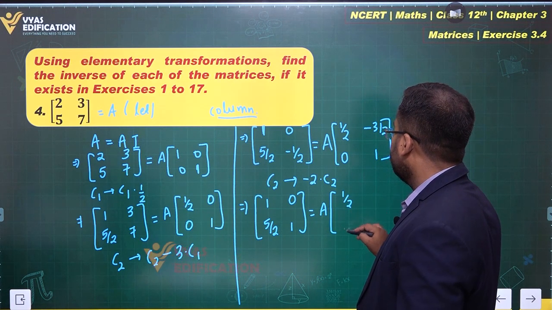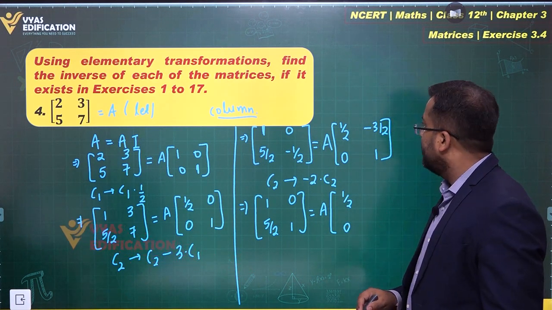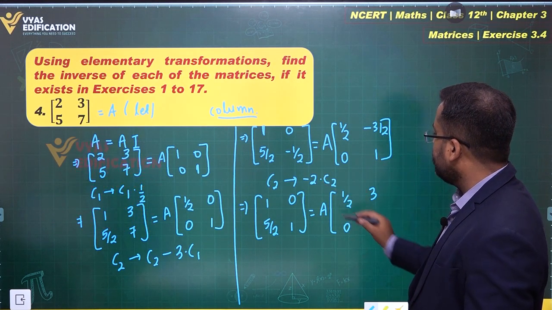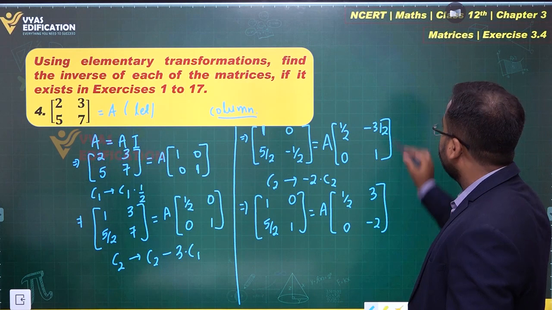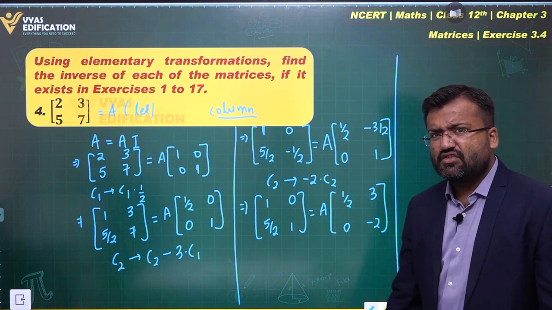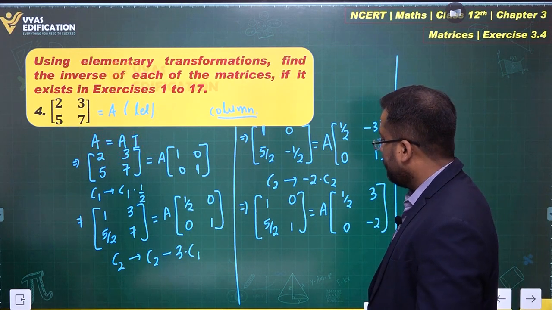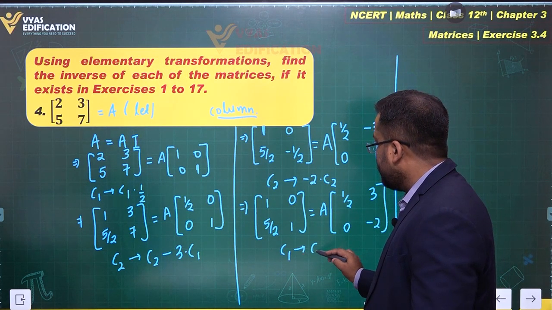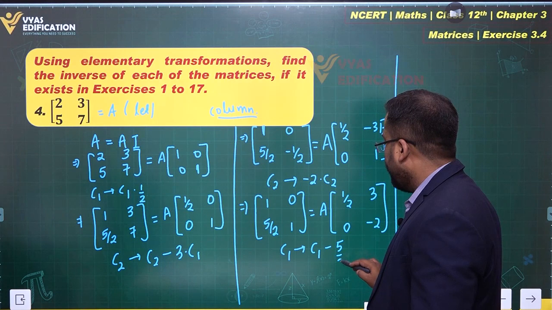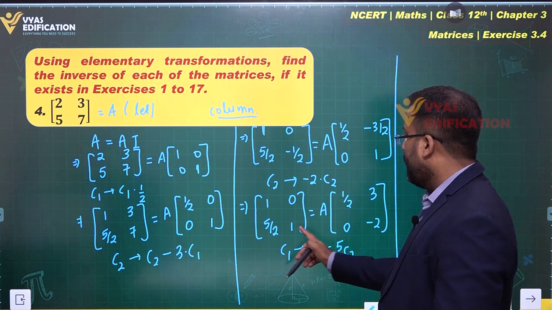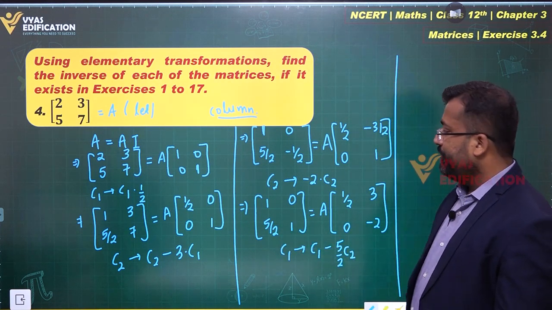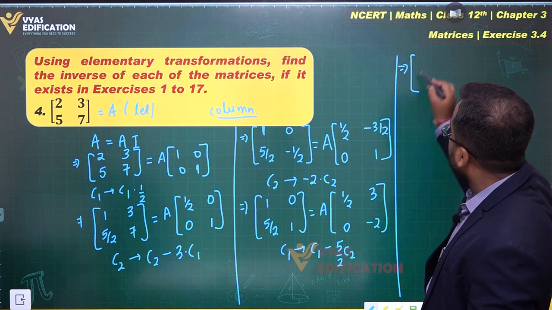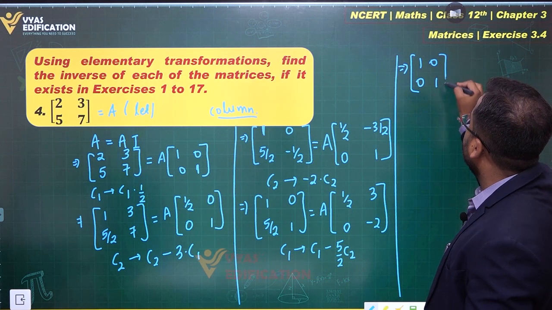1 by 2, 0 remain as it is. Minus 3 by 2 times minus 2 becomes a 3. 1 times minus 2 becomes a minus 2, as you may clearly observe. This is what you get. After this, we'll have to convert this into a 0. So C1 is replaced by C1 minus 5 by 2 C2. 1 times 5 by 2 will be subtracted from here, and that will give us the first column converted into 1, 0, 0, 1.